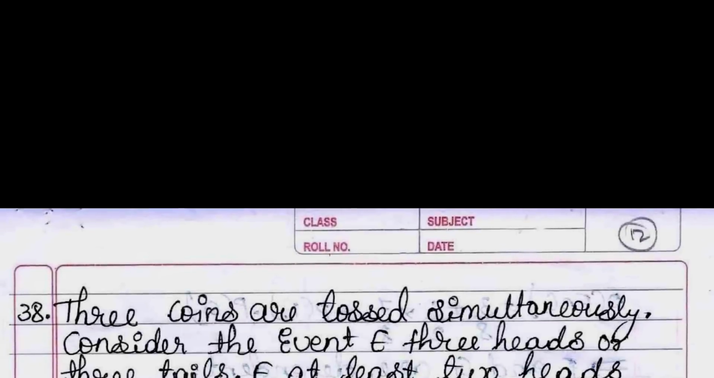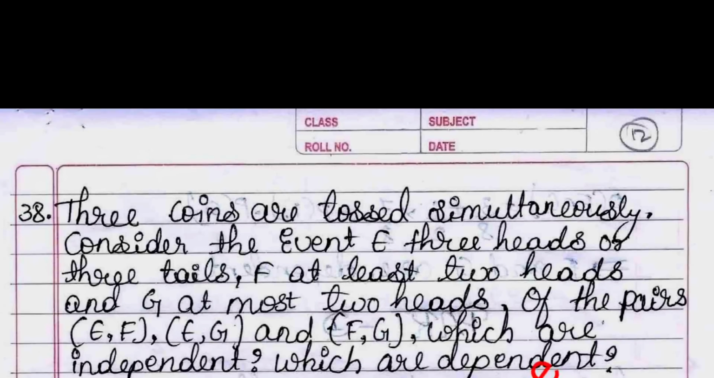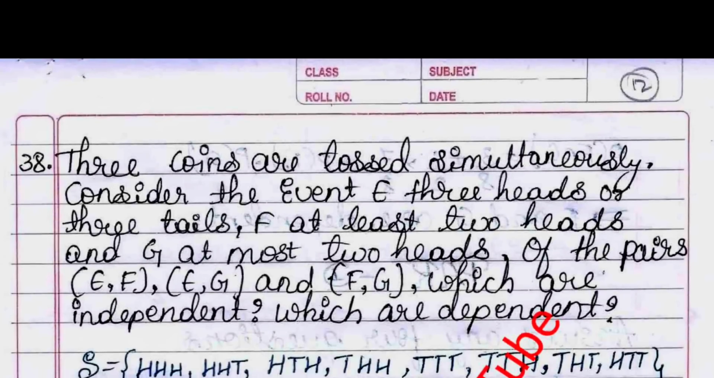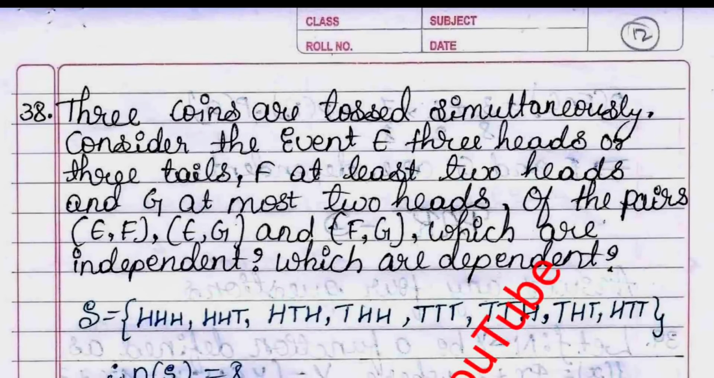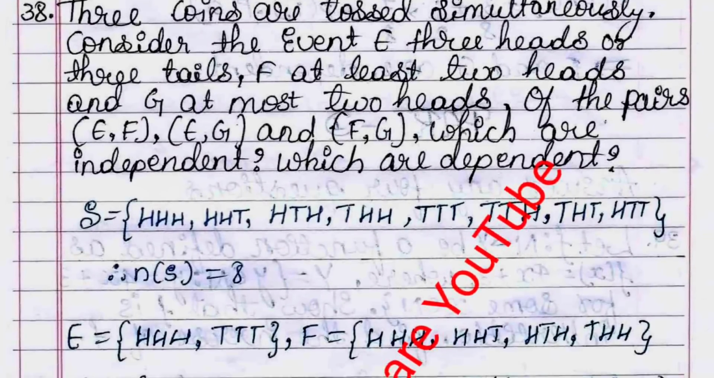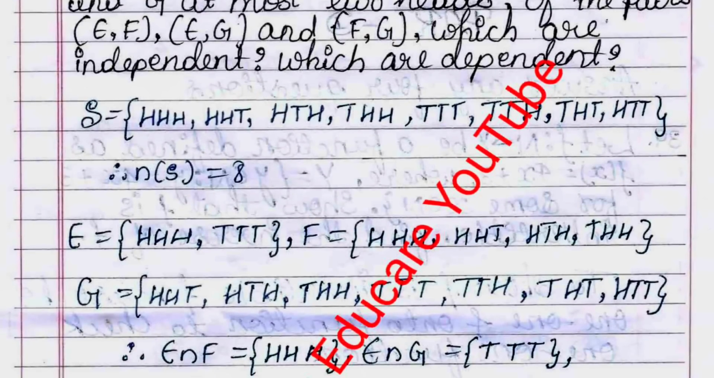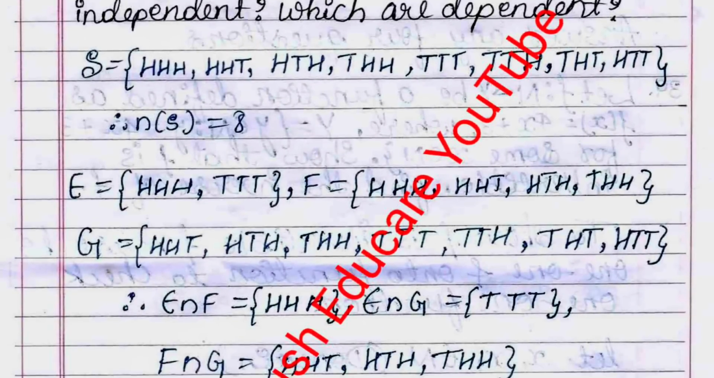3 coins are tossed simultaneously. Consider the events E: 3 heads or 3 tails, F: at least 2 heads, and G: at most 2 heads. Of the pairs E, F; E, G; and F, G, which are independent and which are dependent? And the answer is below.